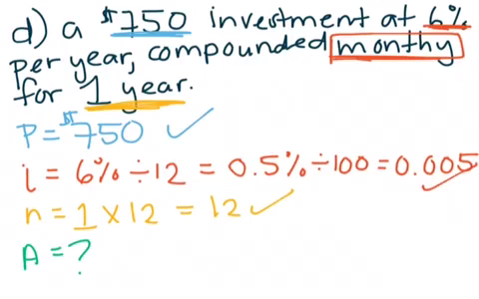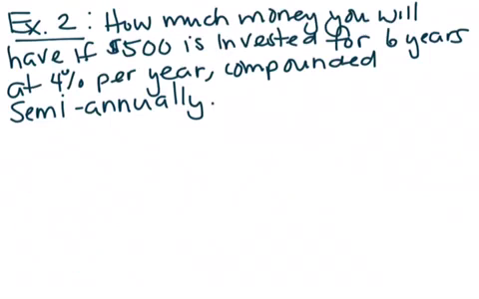So now we're going to try example number 2. You're going to see that because we did this exercise, it's actually not that difficult. Let's do example 2 together. It says, determine how much money you will have if $500 is invested for 6 years at 4% per year, compounded semi-annually. Determine how much money you will have at the end of this period. We know that we are looking for A. As soon as you see the word compounded, you know we're using the equation from the first page of your handout, which is A equals P times (1 plus I) to the power of N.